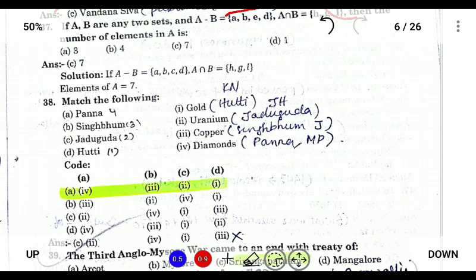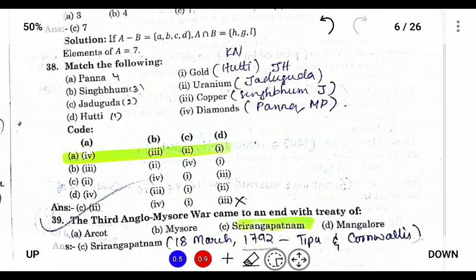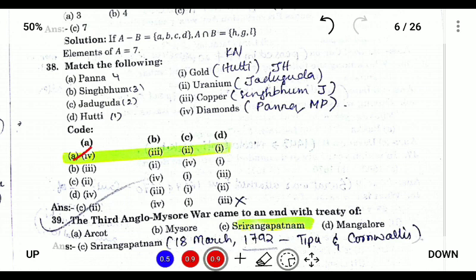Next, match the following: Panna, Singbhum, Jadugoda, Hutti. We should know that Hutti is gold. Panna is obviously diamond in Madhya Pradesh. Singbhum is in Jharkhand, and it is for copper, and Jadugoda is uranium, also in Jharkhand. So the option is A. That is A, Panna is diamond, A4. Singbhum is copper. Jadugoda is uranium, and Hutti is gold.